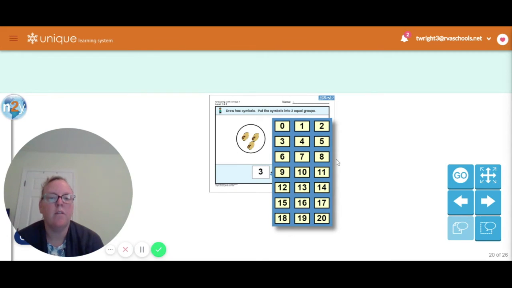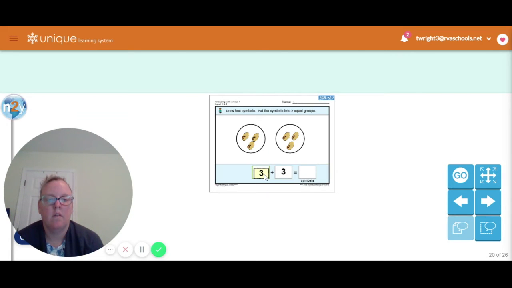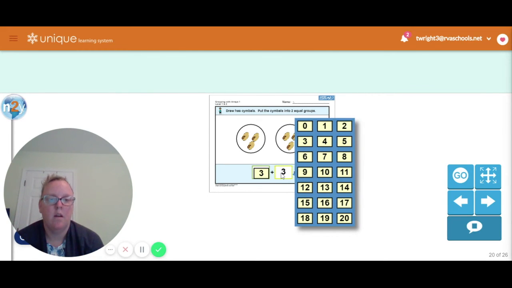3. Who can find the 3? Point to it. There it is. Plus. 1, 2, 3. 3. Who can find the 3? Point to it. There's the 3.